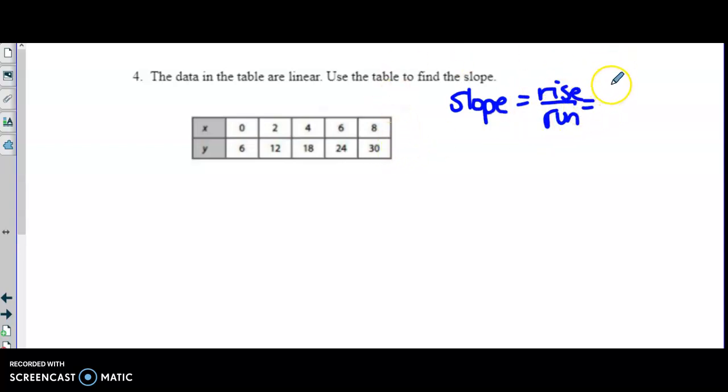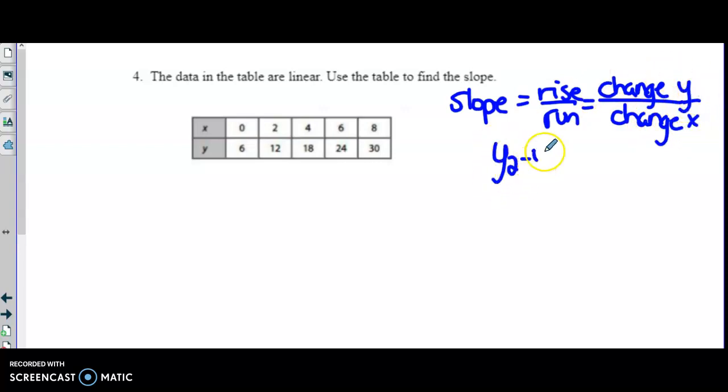The other way we said was that you could do the change in y over the change in x. And the other way we said was that you could do y2 minus y1 over x2 minus x1. So since we've done a bunch of rise over run with the graph, I'm not going to do that again, but I will show you these two methods.